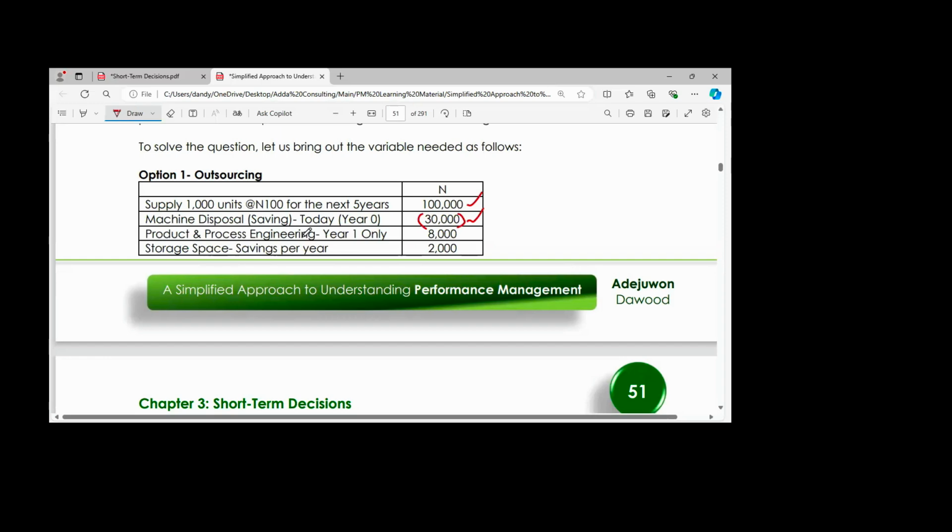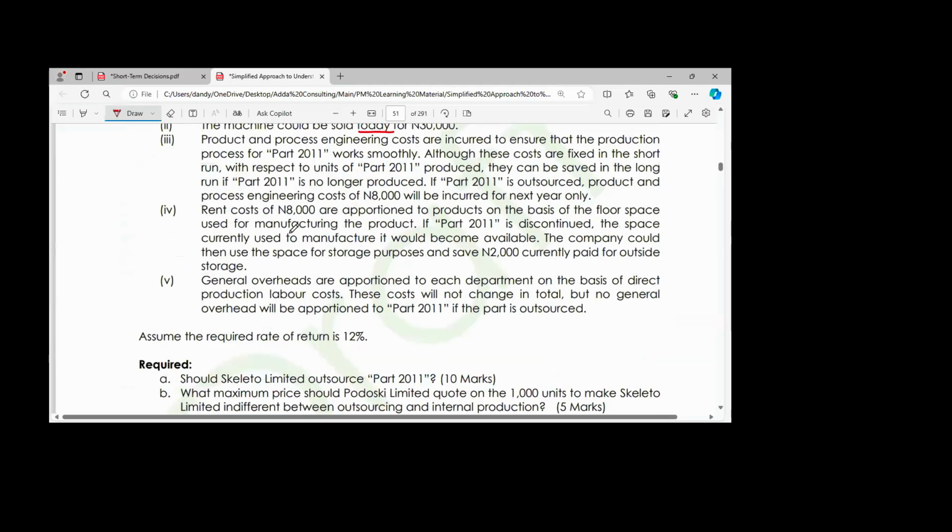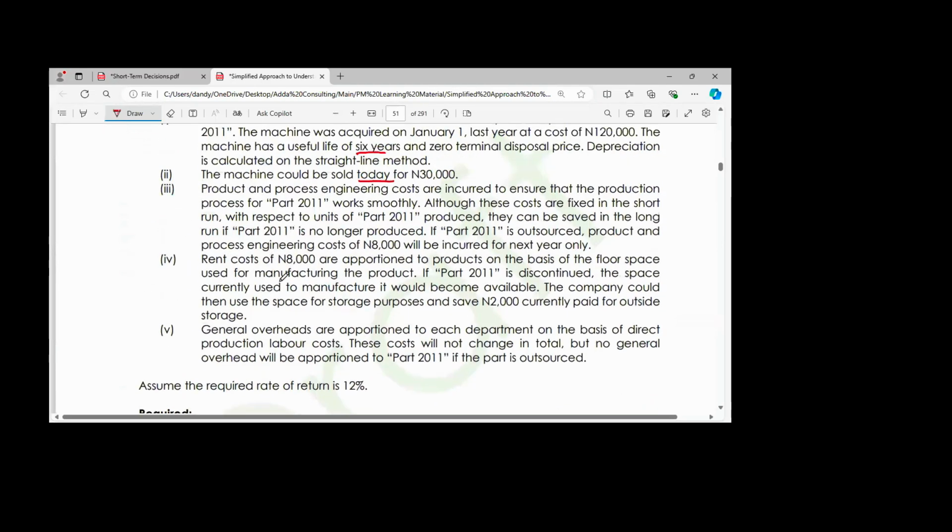Then the next item is product and process engineering. Let's go back to the information on process and then additional information number 3. Product and process engineering costs are incurred to ensure that the production process for Part 2011 works smoothly. Although these costs are fixed in the short run, with respect to the unit of Part 2011 produced, they can be saved in the long run if Part 2011 is no longer produced.